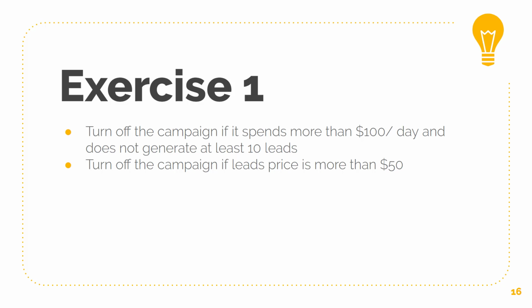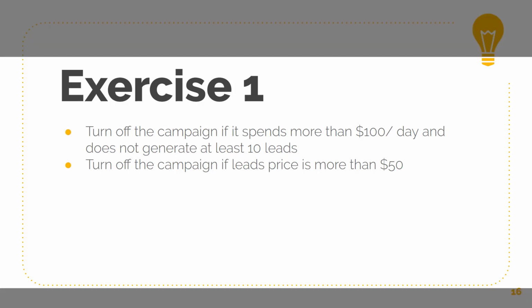For this first exercise, we are going to use these terms. Term number 1: turn off campaign if it spends more than $100 a day and does not generate at least 10 leads. And term number 2 is turn off campaigns if lead price is more than $50 per lead, of course. So let's see how we can set it up on Facebook.